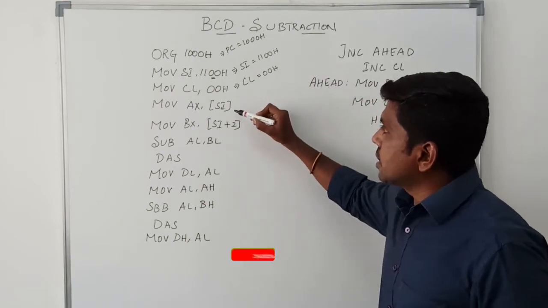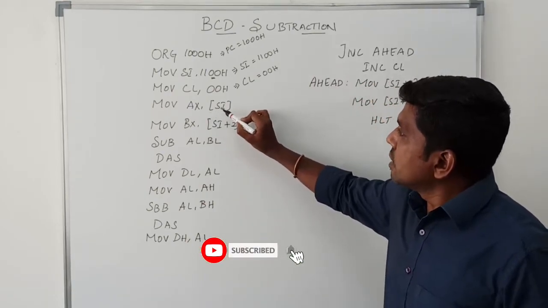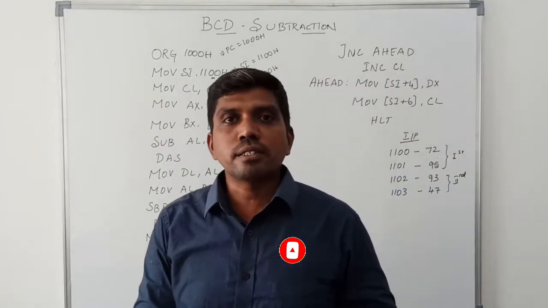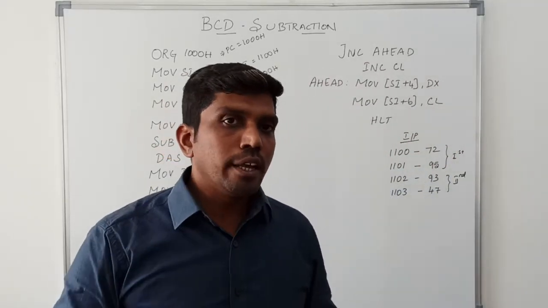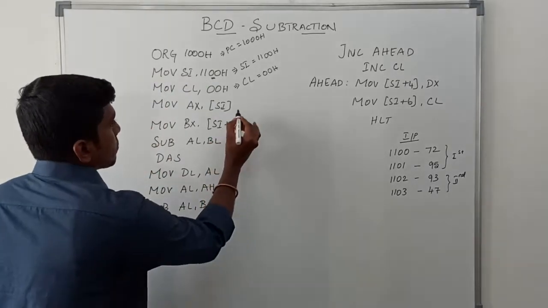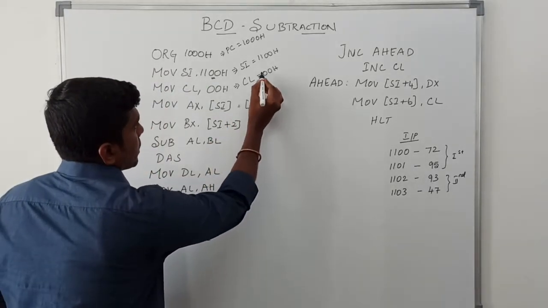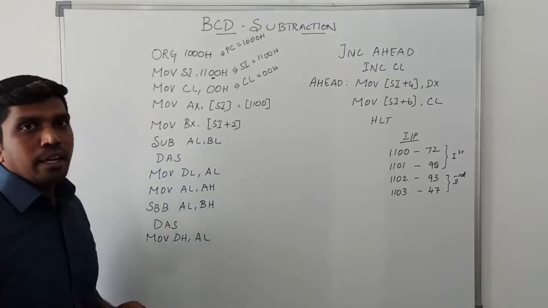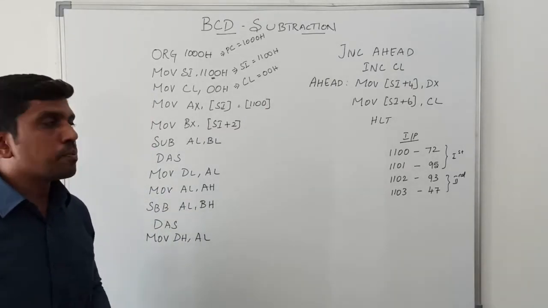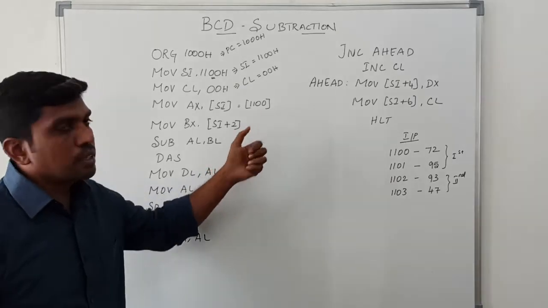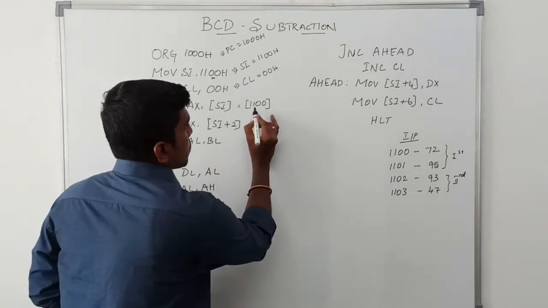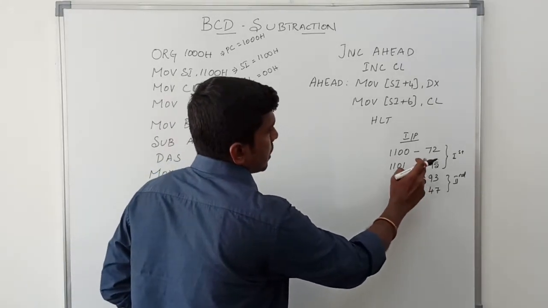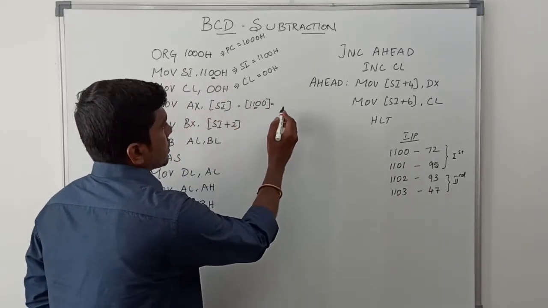The next instruction is MOV AX, [SI]. Whatever data is present at SI, that content is transferred to the AX register. Here within brackets is SI, and the SI value is 1100. Within brackets, any data present is considered as an address. So this is the address location. In this address, whatever value is present, that content is transferred to the AX register.